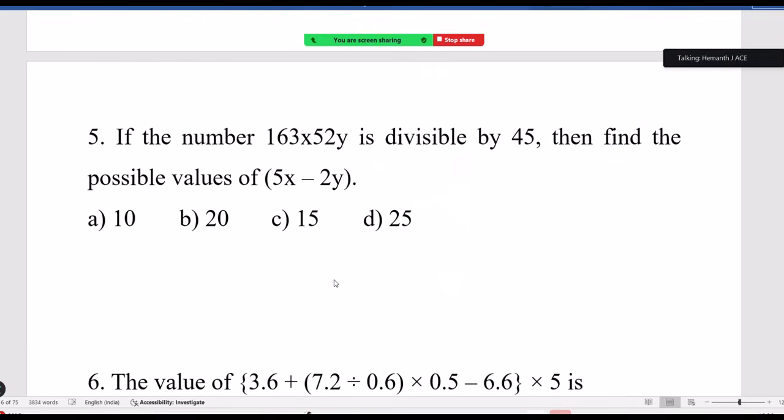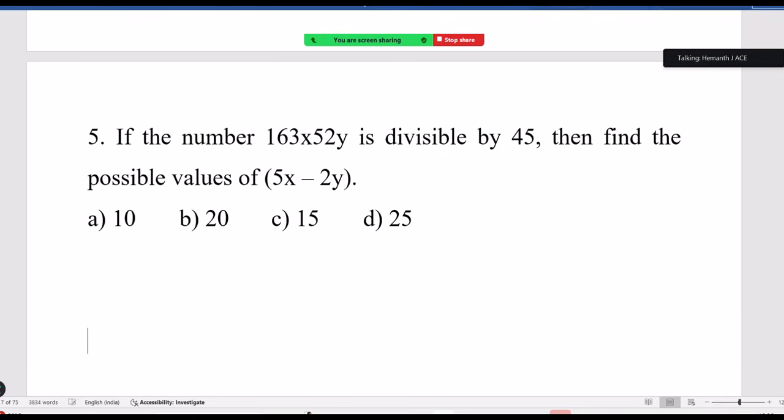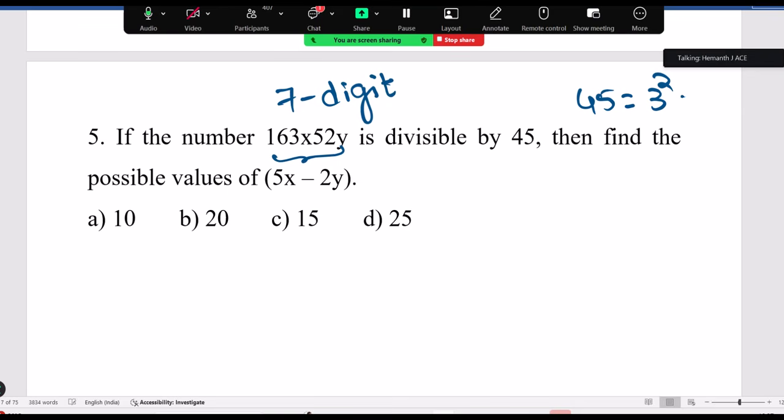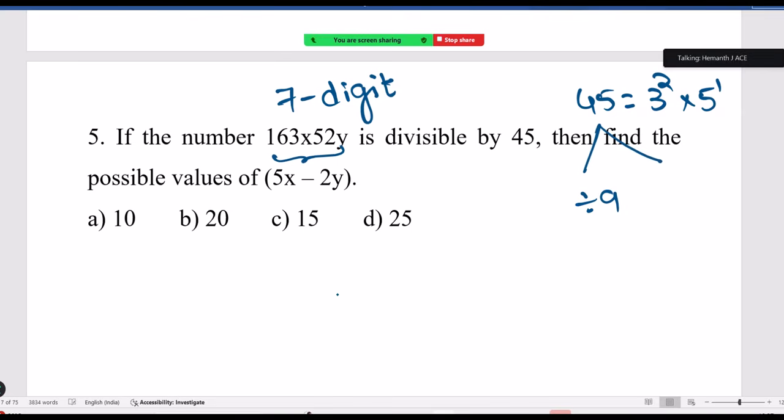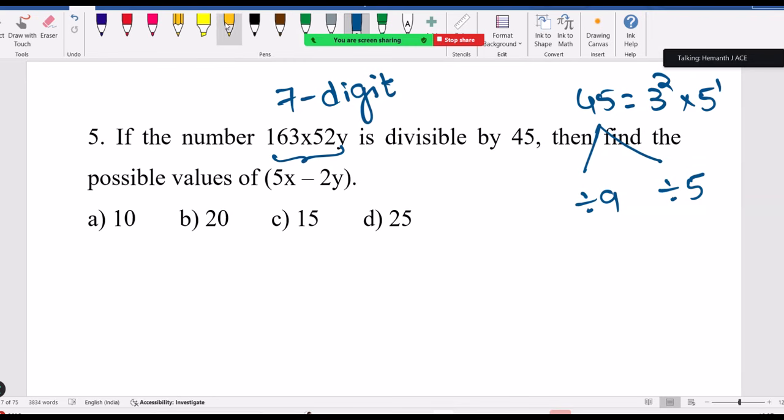Now let's see about this question from number systems, divisibility related stuff. A 7-digit number divisible by 45. If you want to decide, first you have to write 45 as prime number power, which is 3 square into 5 power 1. The rule now we can decide it should be divided by 9 and divided by 5. A number should be divided by 45 means it should be divided by 9 and divided by 5. Don't say divided by 15 and 3, it's wrong. It should be divided by 9 and 5.